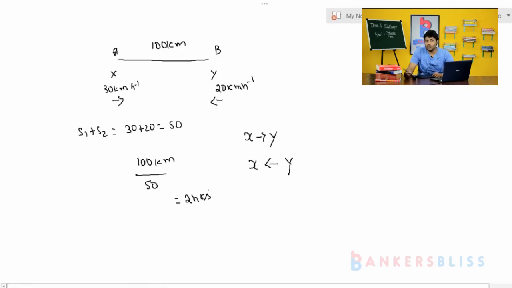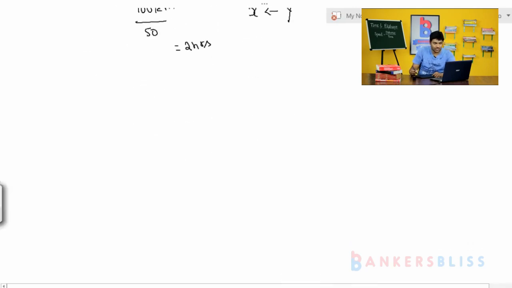So, when two bodies move in the opposite direction, the relative speed is S1 plus S2. You have to add their speeds. Next condition: when the two bodies are going to travel in the same direction. See here, when the two bodies travel in the same direction, what is the nature of the speeds?